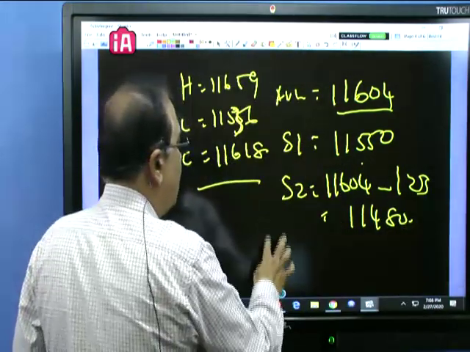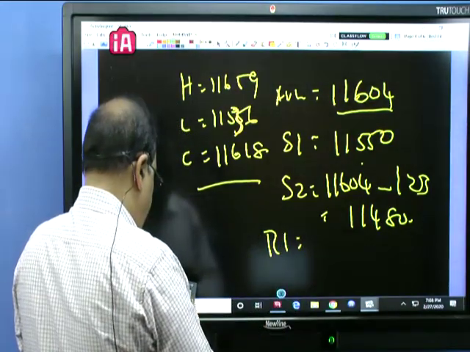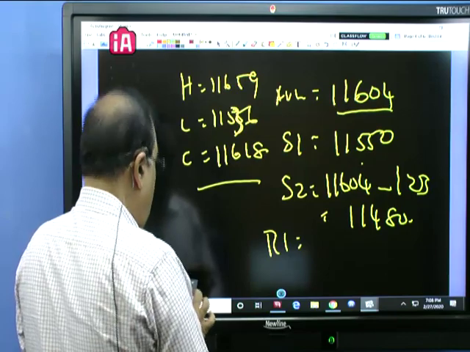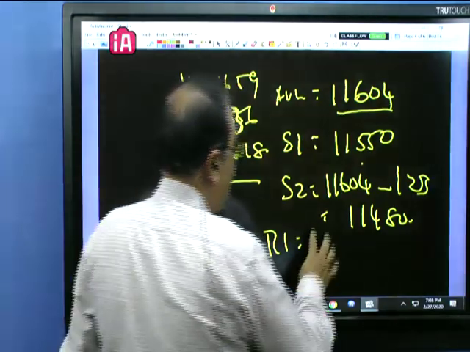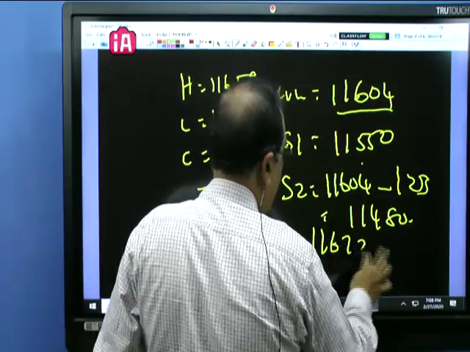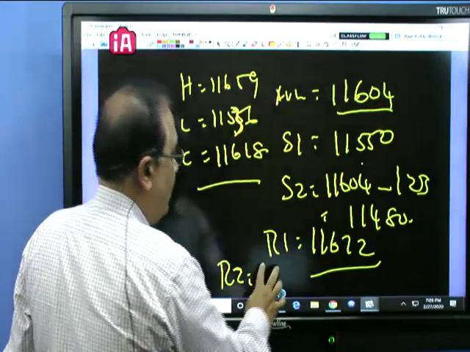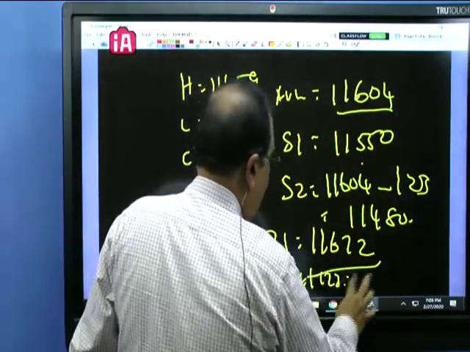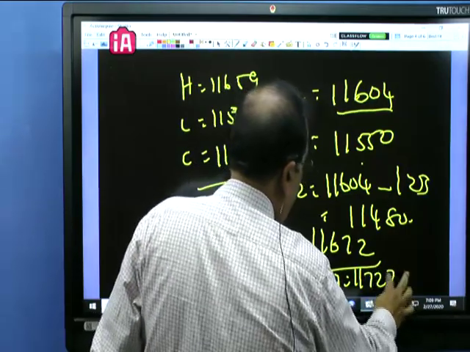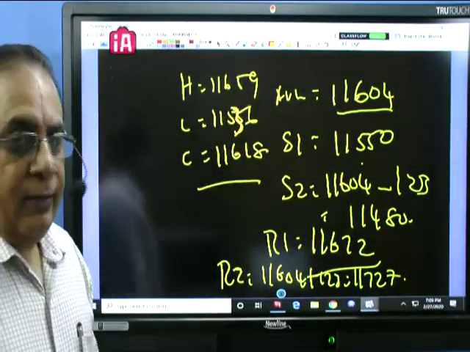Let us say the market goes up. R1 is 11,604 into 2 minus today's low, 11,536, which comes to 11,672. R2 is 11,604 plus range of 123, which makes it 11,727. So this is the formula that you are going to keep in mind.